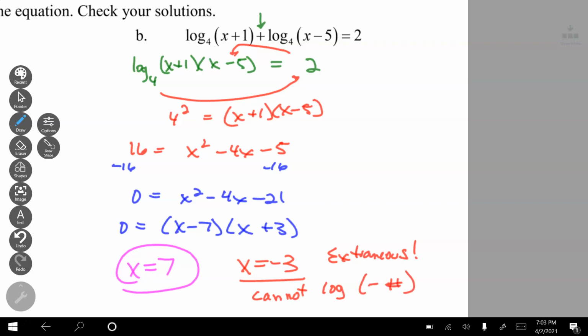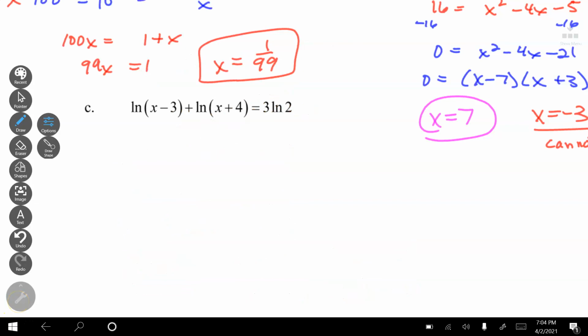Okay, so when we do this problem, and I did everything right algebraically, it's just that I cannot log a negative number, so 7 was fine. I can plug 7 in the original problem, it works. I can't use negative 3.